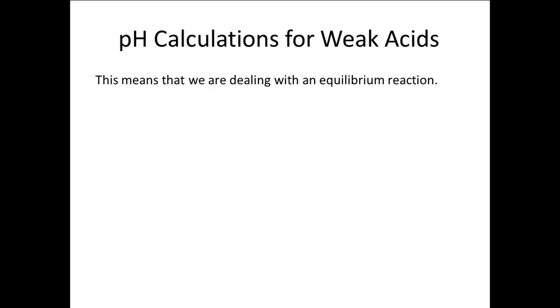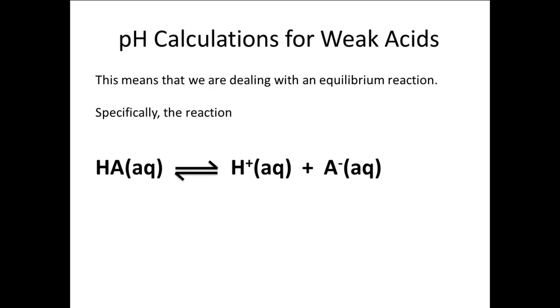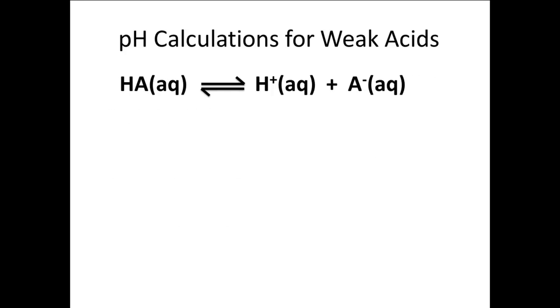This means that we are dealing with an equilibrium reaction. Specifically, the equilibrium HA aqueous in equilibrium with H plus aqueous plus A minus aqueous, which is a Ka equilibrium. The equilibrium expression is Ka equals concentration of H plus times the concentration of A minus divided by the concentration of HA.